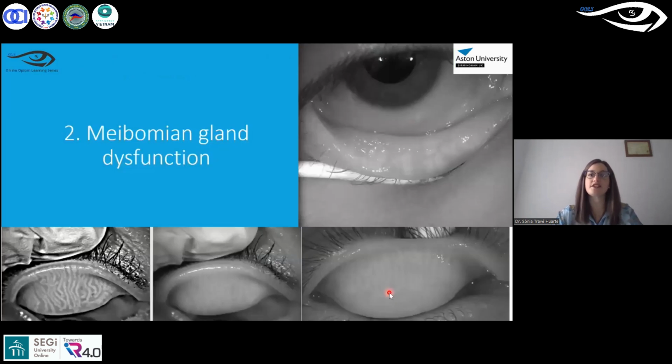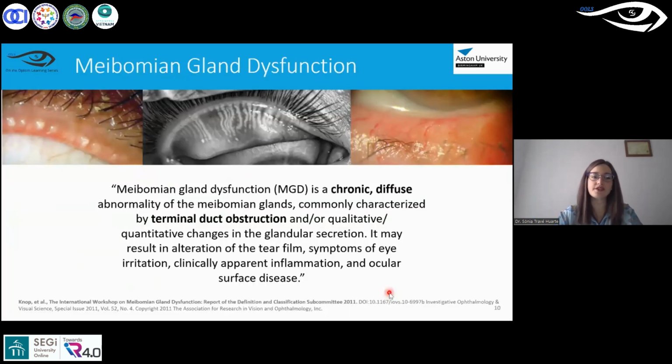So now we're going to talk about the dysfunction of those glands. The workshop in 2011 classified meibomian gland dysfunction as a chronic and diffuse abnormality of the glands. Normally, that is characterized by an obstruction of those glands at different points, and then changes in the secretion of the glands themselves. And all of that could have an effect on the surface of the eye, on the symptomatology of the patients, and on the lid margin itself.